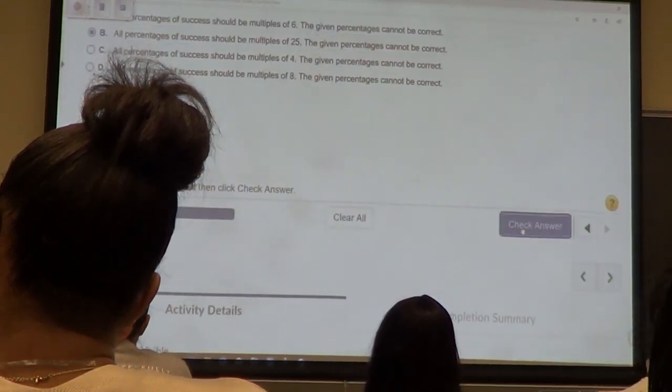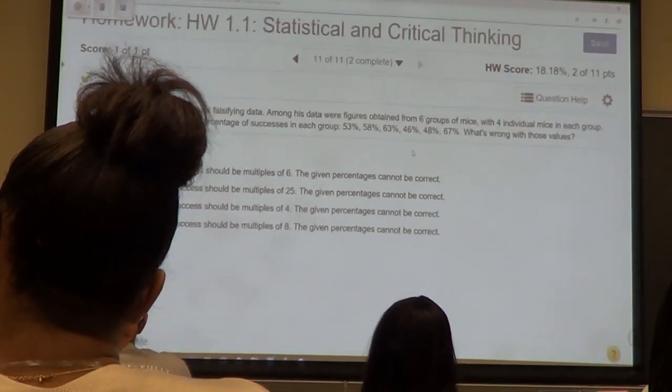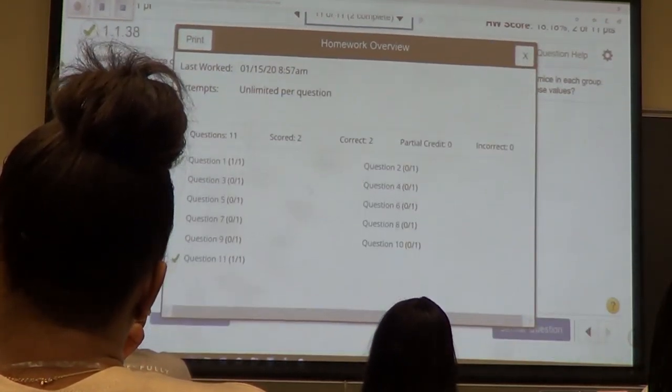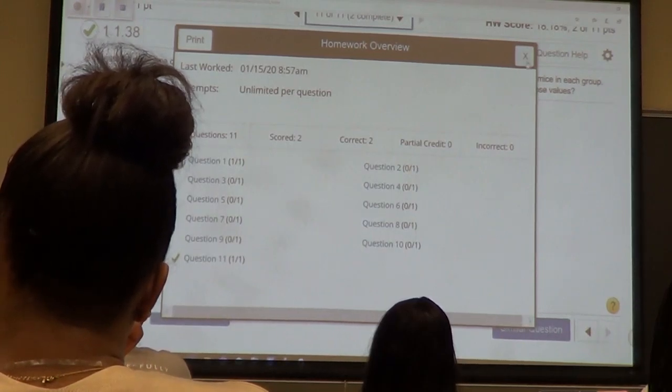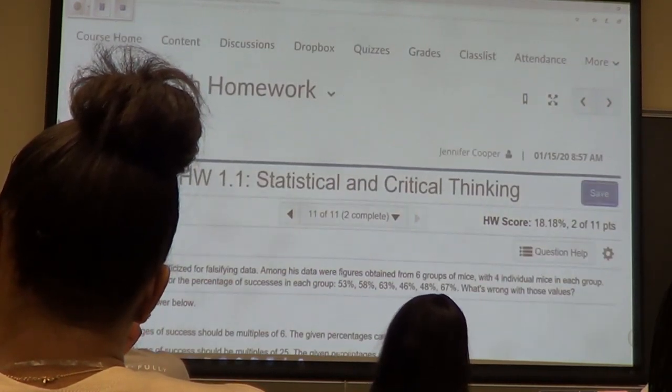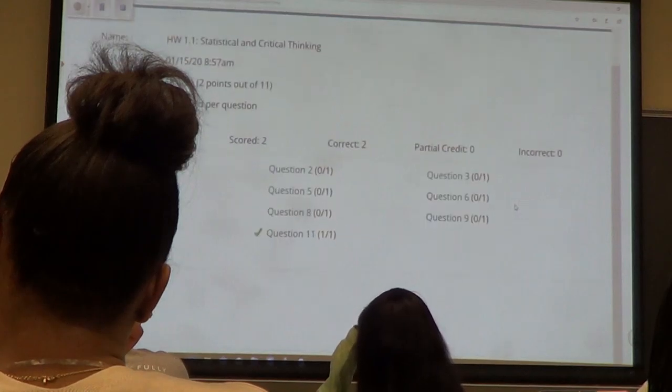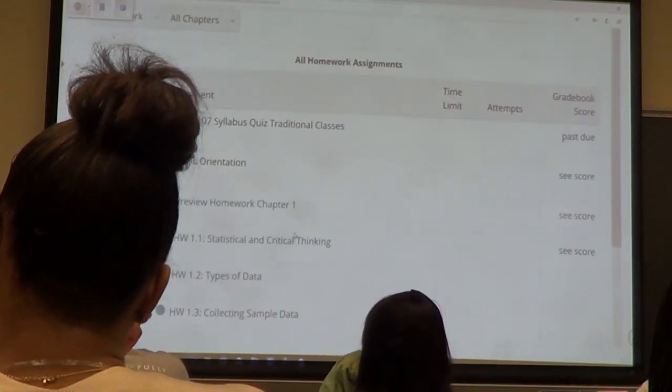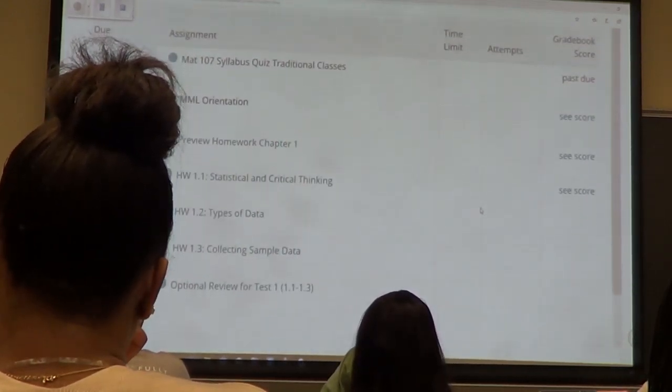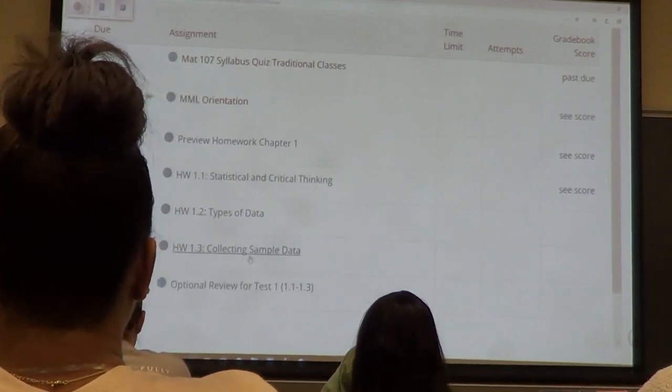Once you finish, you can see I only got two right because I didn't do them all. But once you finish, you just hit save. It shows you what you got right, and you can move on to the next one. And you can go into any of the other ones.